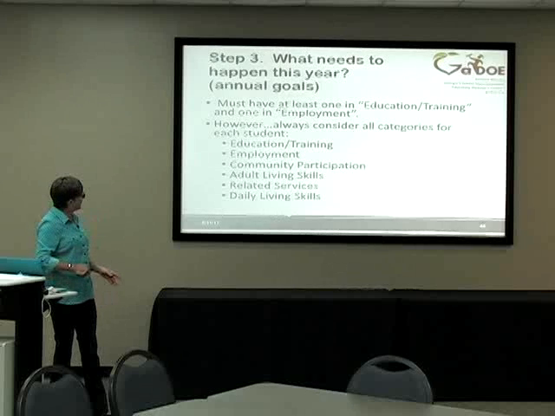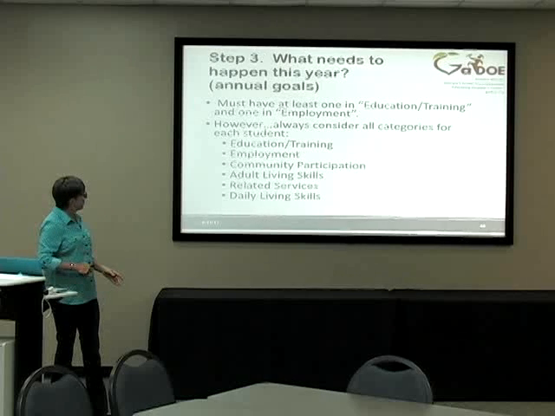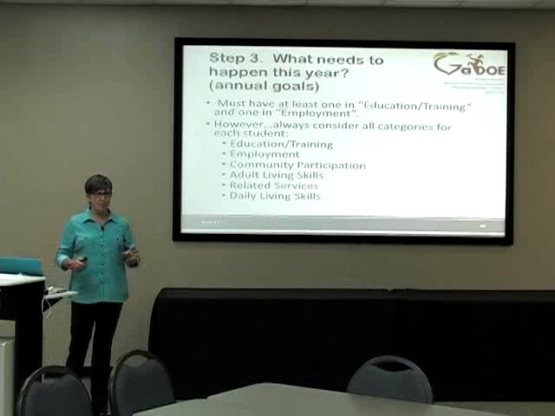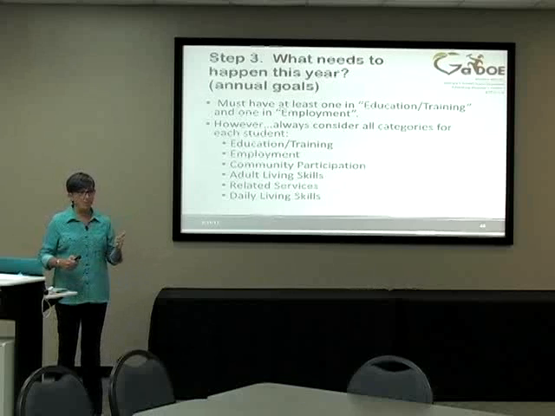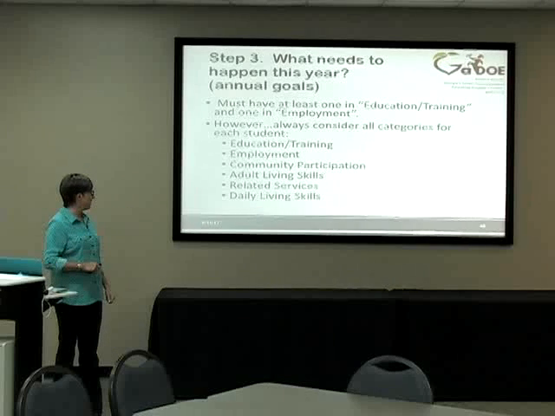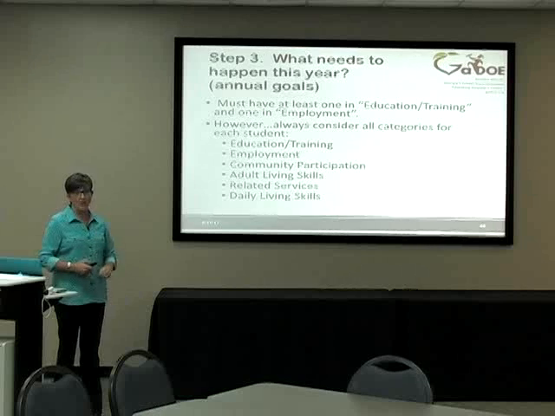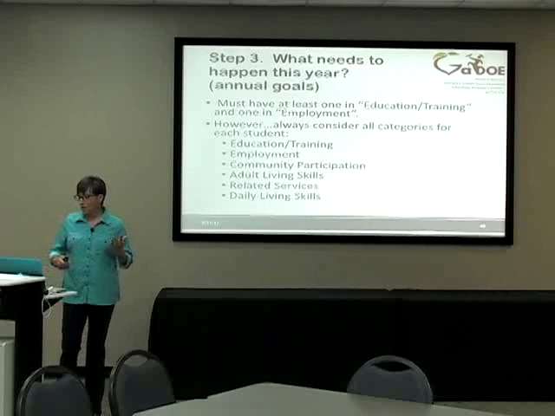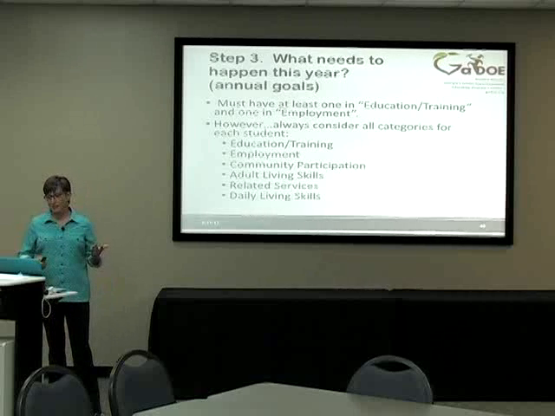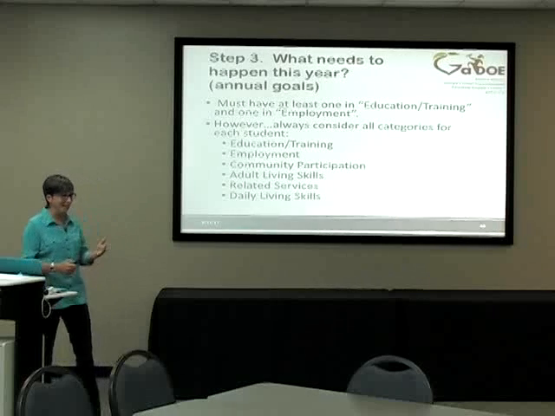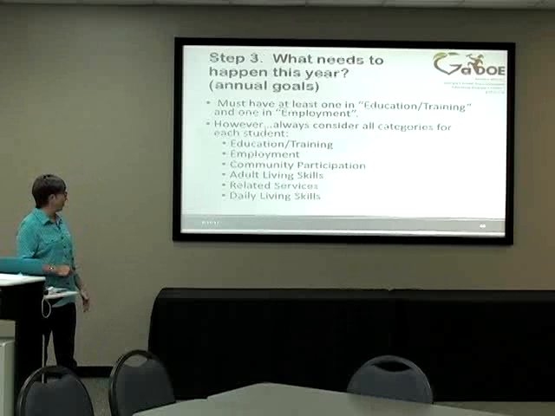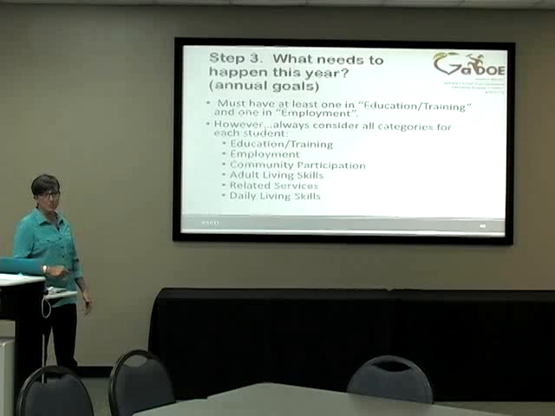If we look at adult living skills, these are things that the student's going to need to be able to live independently as an adult. Now, if you wrote a post-secondary goal for independent living, this would be a great place to add some annual goals. Okay, so adult living skills are things that are helping the student be able to live independently, such as money management, managing a household, being able to shop, those kinds of things. And again, you can see there could be some overlap between adult living skills and community participation.